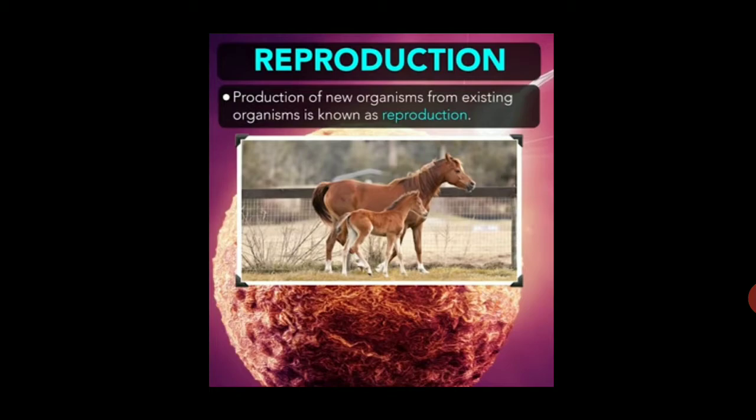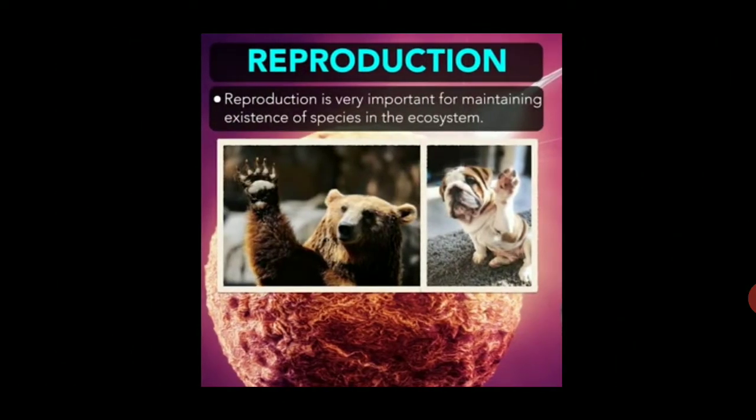Reproduction is not important for our survival, but still we count it as a life process because it is very important for the continuation of species. So, reproduction is very important for maintaining the existence of species in the ecosystem.